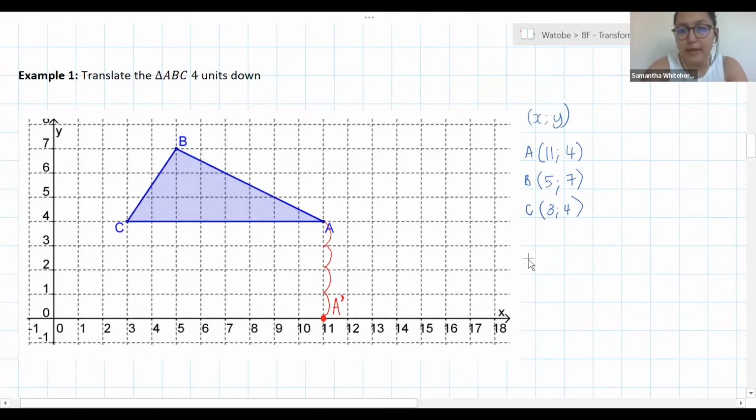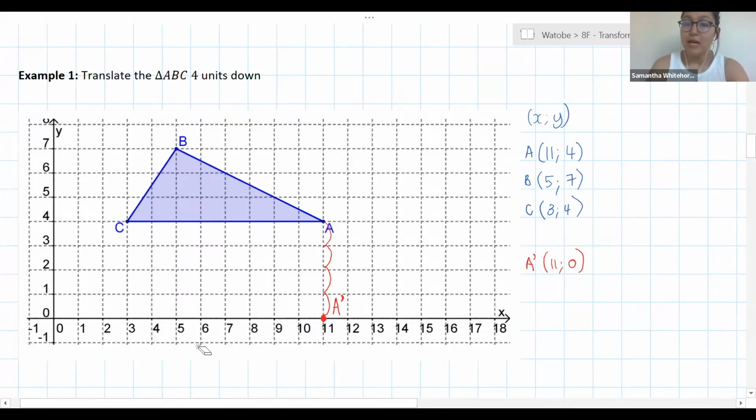So when we go and label this coordinate, there's a dash or an apostrophe at the top, and this is now at 11, 0. Now it's at 0 because it's on the x-axis. So we haven't actually moved up or down if we look at that specific point. The y coordinate, if we were to read across, is at 0. So 11, 0.